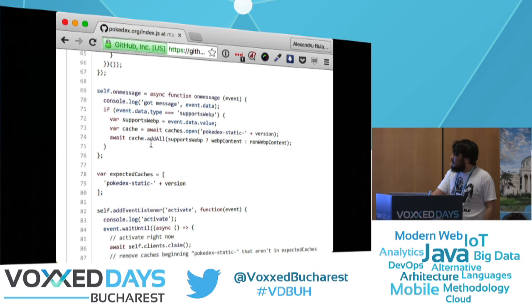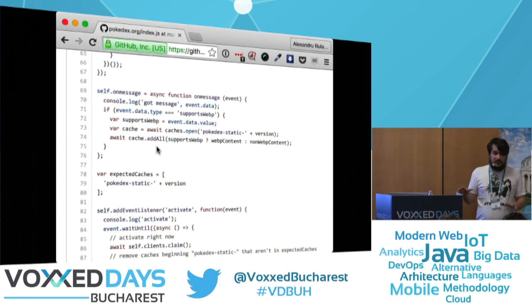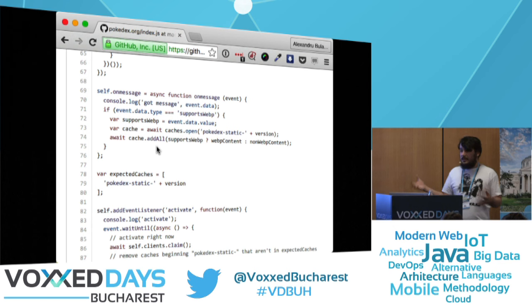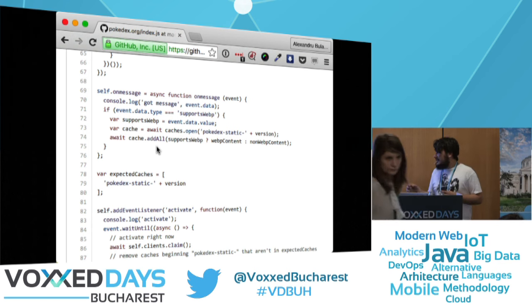You can also define an onMessage, and you can message the service worker from your main UI thread. So you can basically have support for things like pre-rendering React.js, as I mentioned. And that's a nice feature.